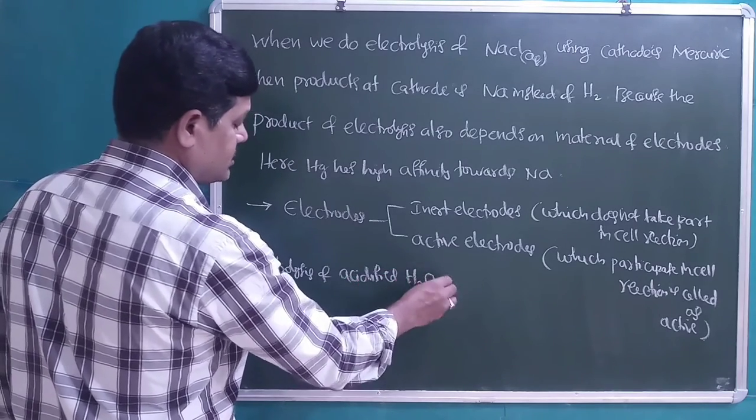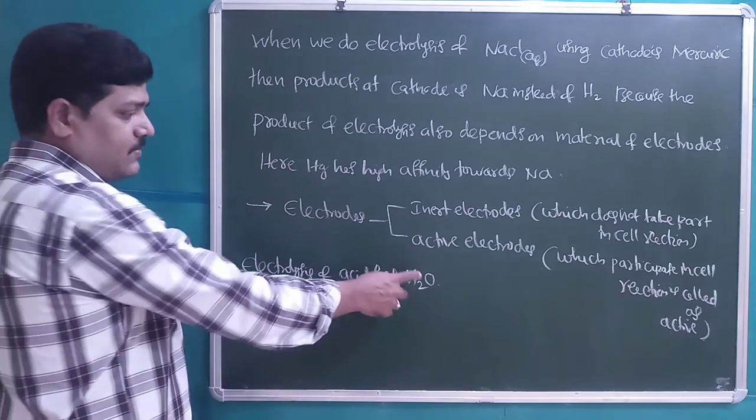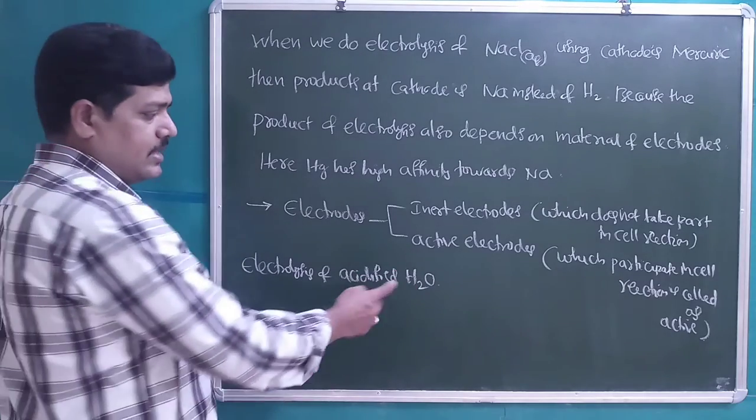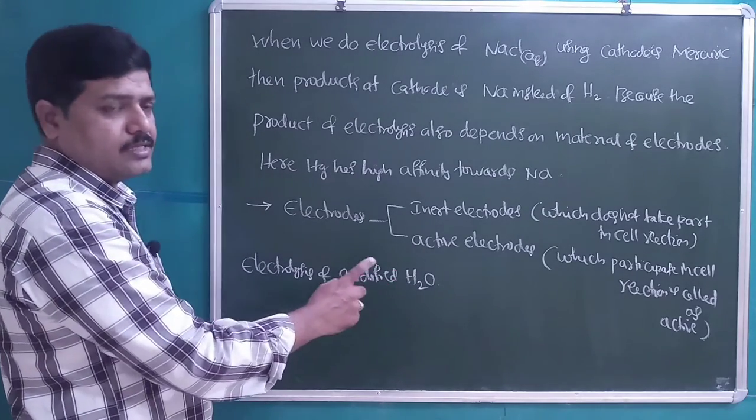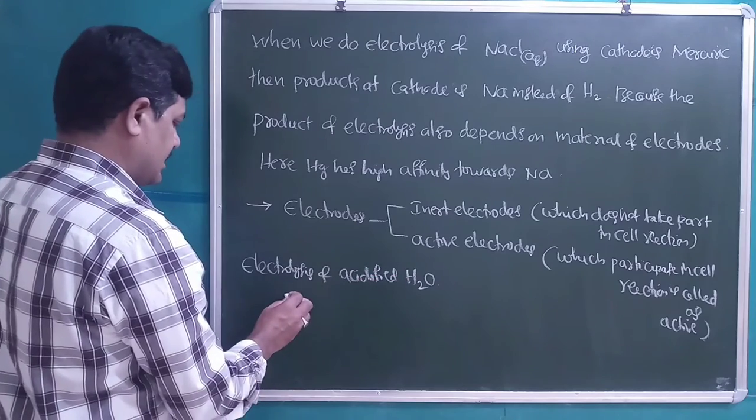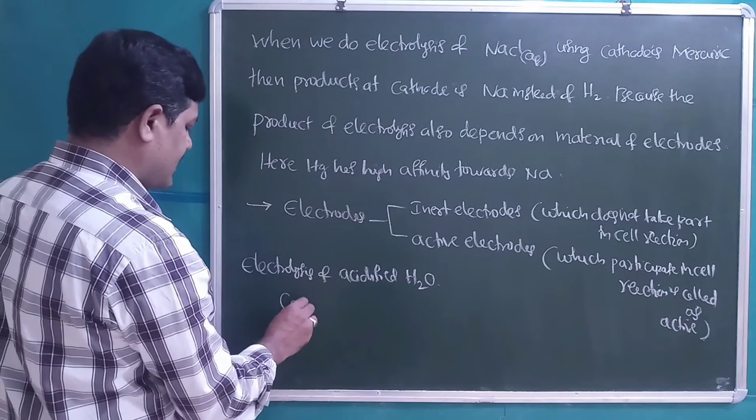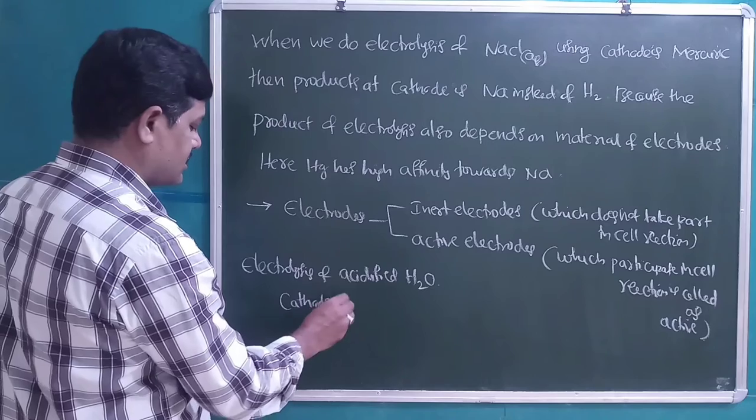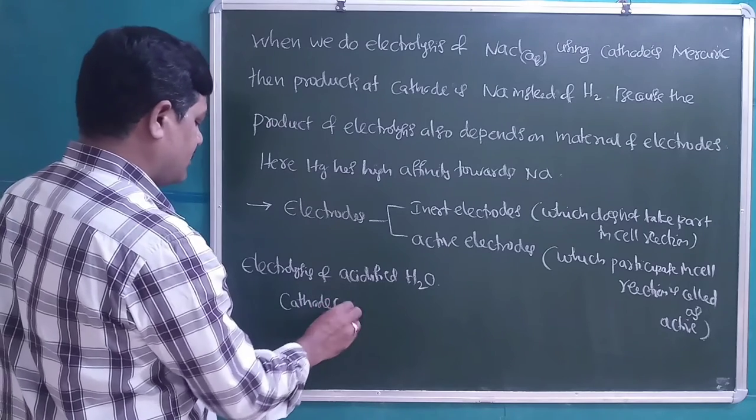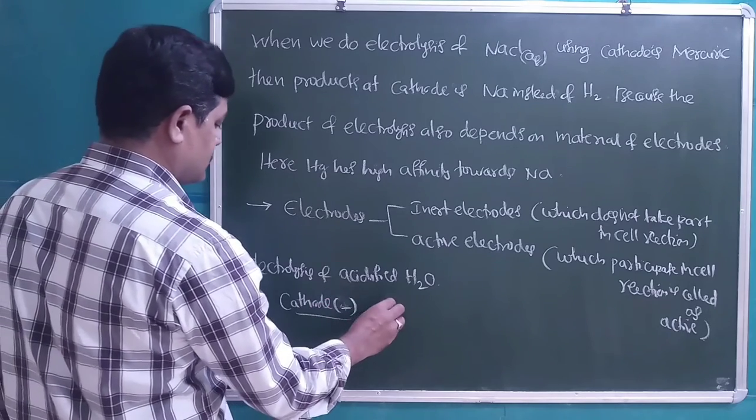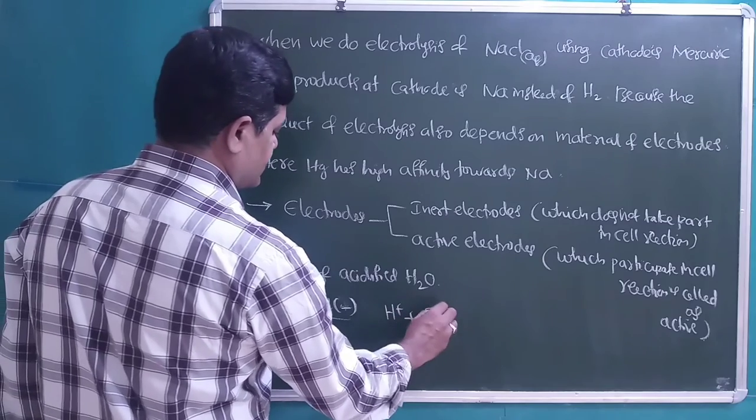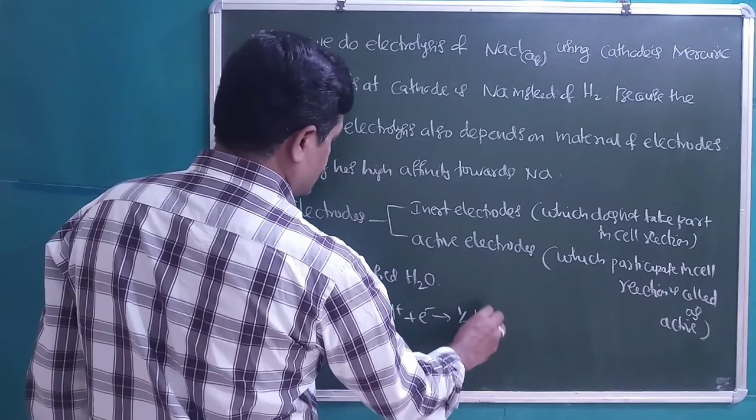Similarly, students, when we do the electrolysis of acidified water, H2O, because conductivity is very low for water, the conductivity can be increased by adding a small amount of sulfuric acid. Then the reaction taking place at the cathode, which is negatively charged, right? H+ will get discharged to give H2 gas.